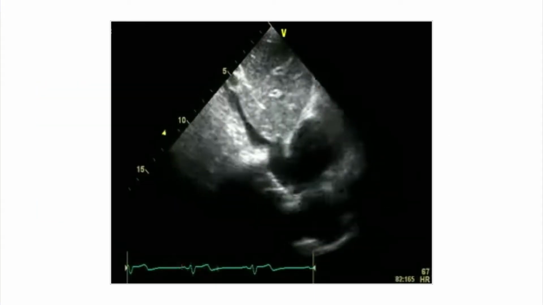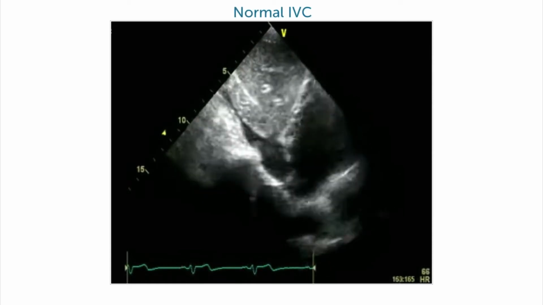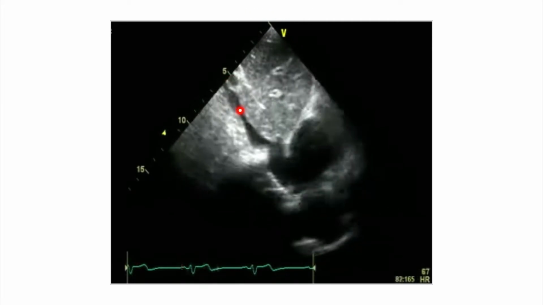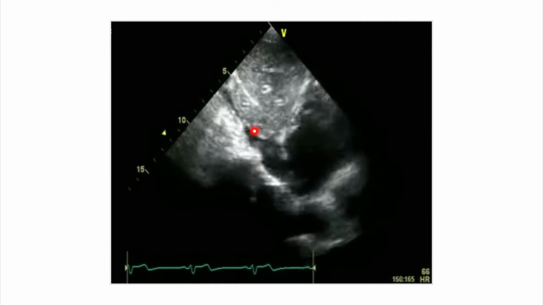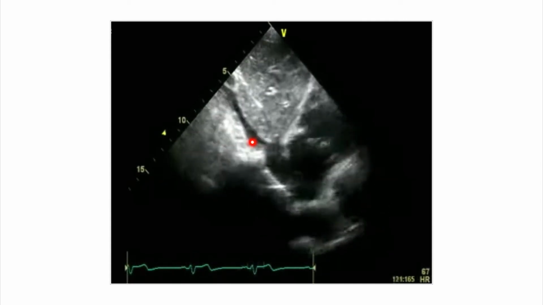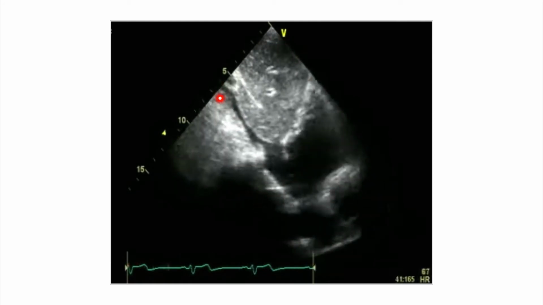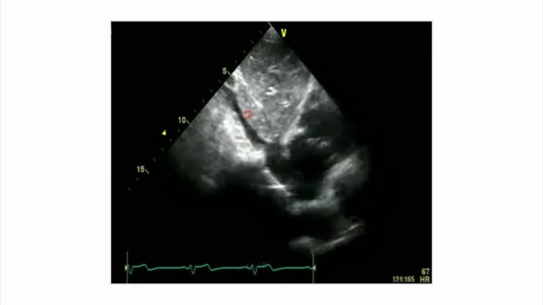Now this would be the inferior vena cava in a normal individual with normal filling pressures, with normal pressure in the right atrium. You see that the inferior vena cava is very slim. It actually collapses completely. You see that there are fluctuations in the diameter which are related to inspiration or respiration. And if you actually put color Doppler here, you will sometimes even see flow acceleration.